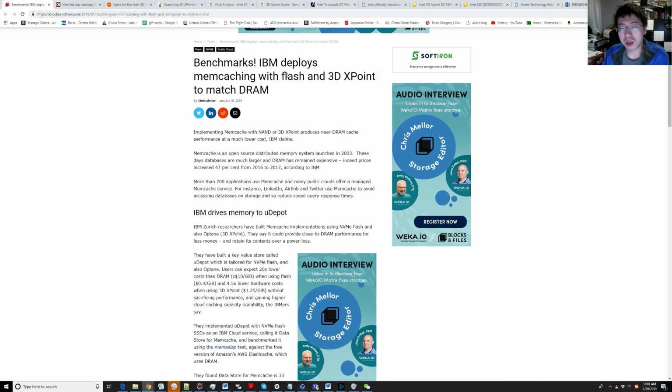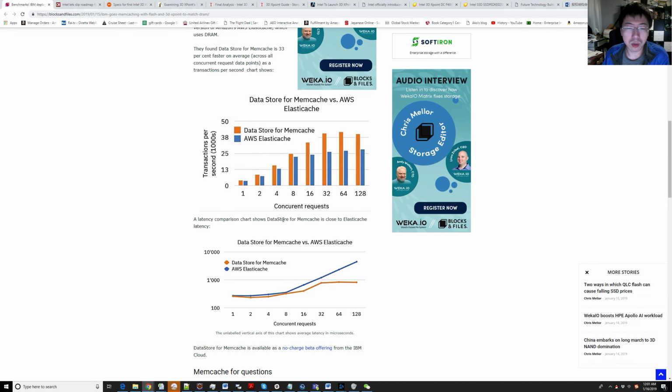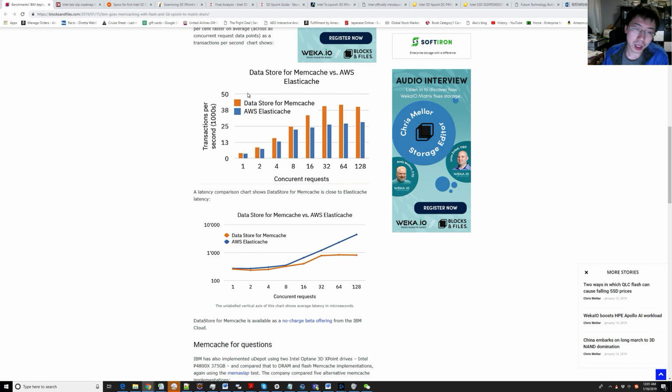So with memory being expensive, now we're trying to find ways with a flash or 3D XPoint, Optane, that apparently would achieve very similar results, as you can see here. Transactions per second, using this SSD, it is actually better than memcached that's implemented in AWS. Same thing here. Okay, so with that out of the way, let's talk about Optane.